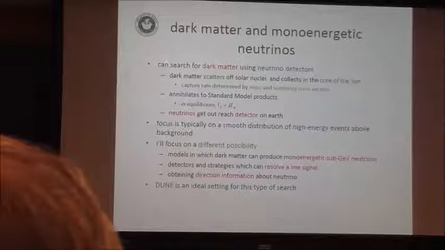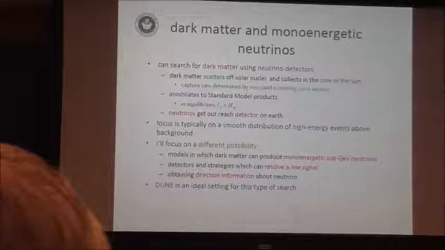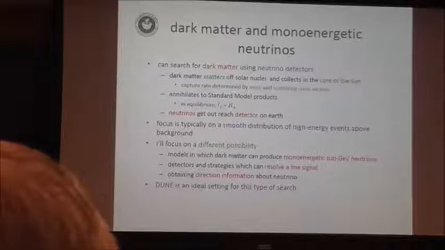And if you're in equilibrium, then the rate at which it's captured is related to the rate at which it annihilates. And what you're basically looking for are the neutrinos coming out of these annihilation products, because that's what's going to get out of the sun and get to your detector. And typically the focus is on looking for a smooth distribution of high energy neutrino events above your background.